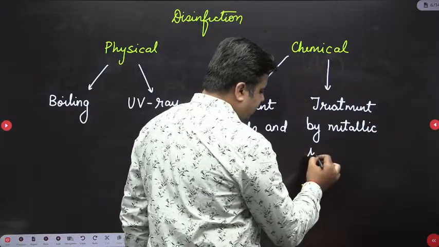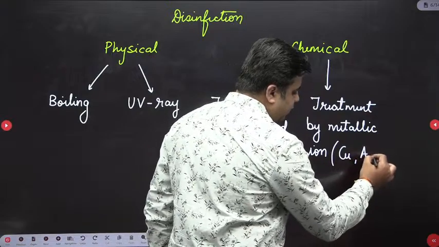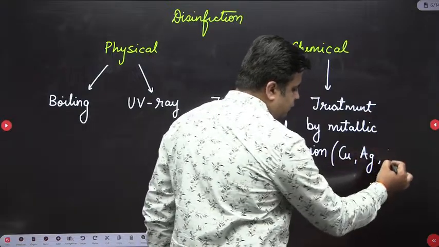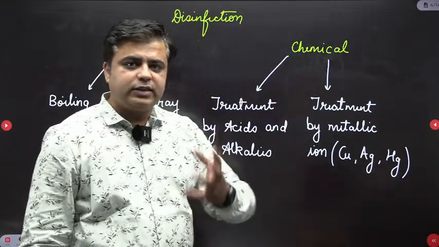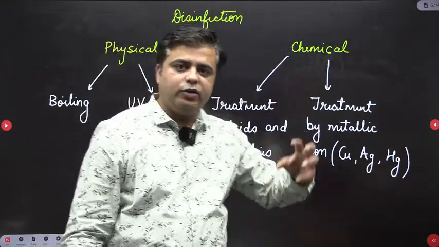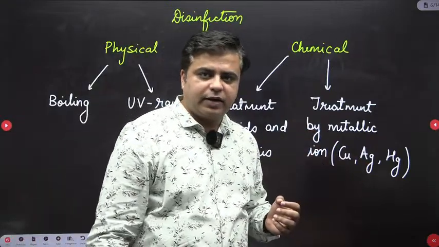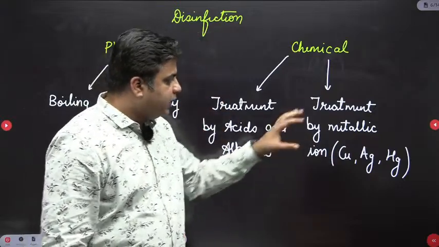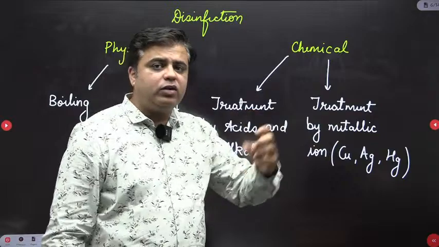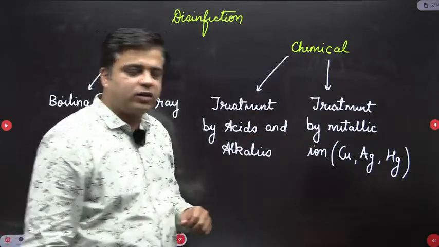Metallic ions like copper, silver and gold. Okay, usually we see that the utensils used earlier are made of either copper or silver, right? The basic reason for the use of these utensils is that these metallic ions are good disinfectants. They kill the microorganisms, if any are present in the water supply.